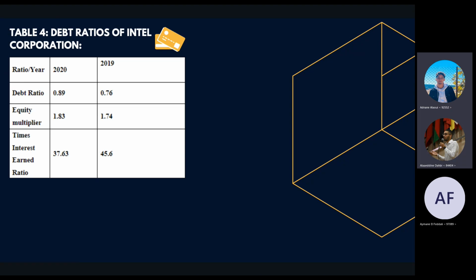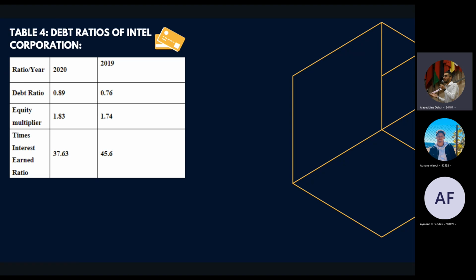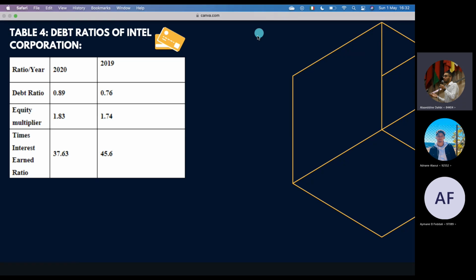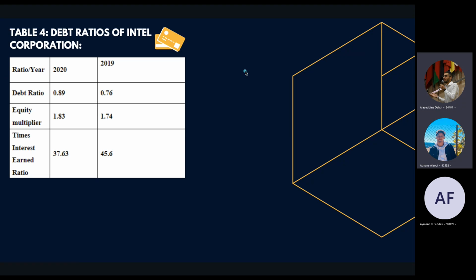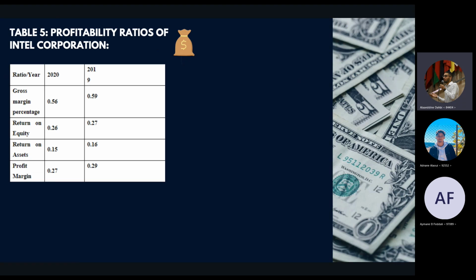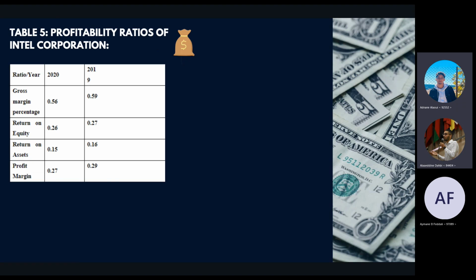Moving on to table 5, where we're going to see the profitability ratios of Intel Corporation. Next slide. I'm sorry. As we can see also, we based our calculation on 2019 and 2020.